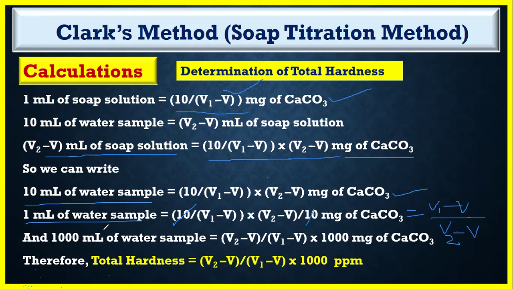But we know that hardness is calculated in 1000 ml, or parts per billion. That is why we have to calculate it in 1000 ml. So 1000 ml of water sample is equal to (V2 minus V) divided by (V1 minus V). Sorry, this is the V2 and this is the V1.